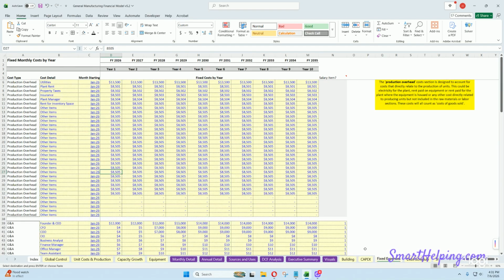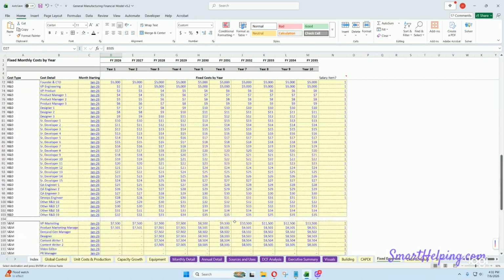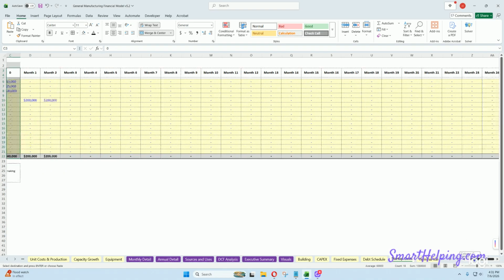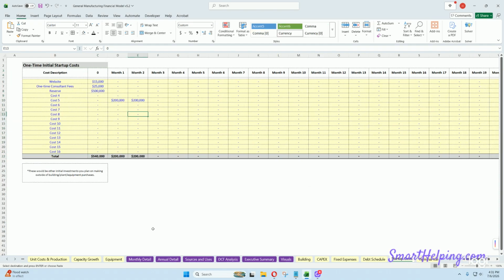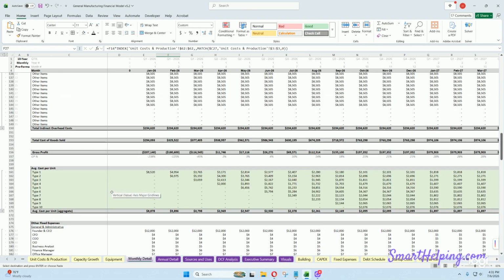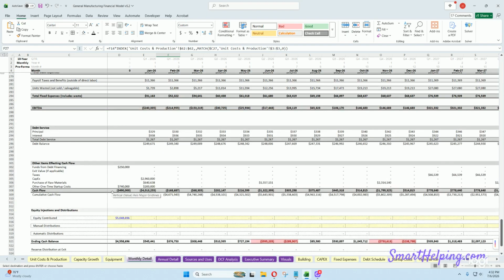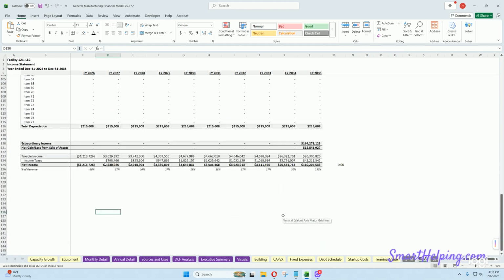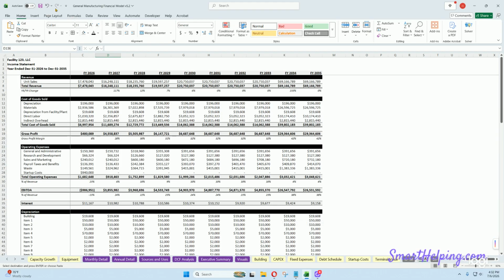All the other logic in the model has stayed the same. It works just like it has in the past. Startup costs we did extend here. Instead of just having a period 0 only, you now have up to 24 months of one-time costs you can input. That flows through right to the monthly pro forma detail here on row 307. You'll see the income statement. I cleaned up some of the formatting. It just looks more congruent.